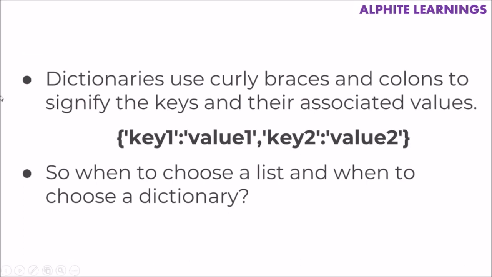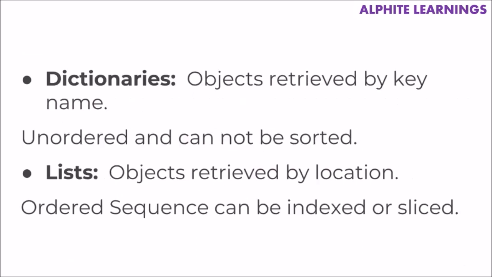So in general, we'll be writing some keys, and for those keys we'll be assigning some values. So this is the first object in a dictionary. We have a key element and then a value for that key element. We have another key and then a value for that key. So here comes the question: when do you choose a list and when do you choose a dictionary? Dictionaries are where objects are retrieved by key name, as we just saw here, right?